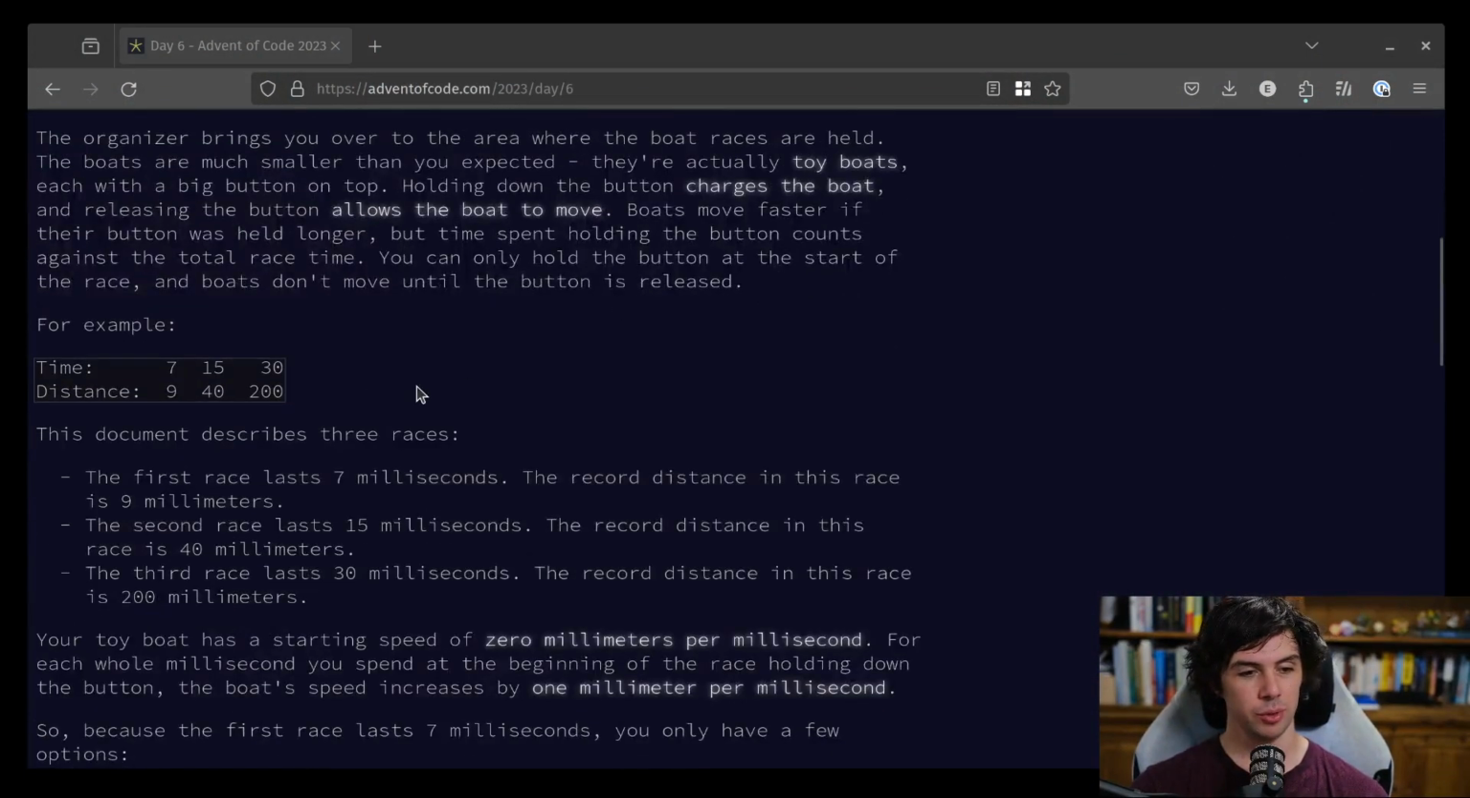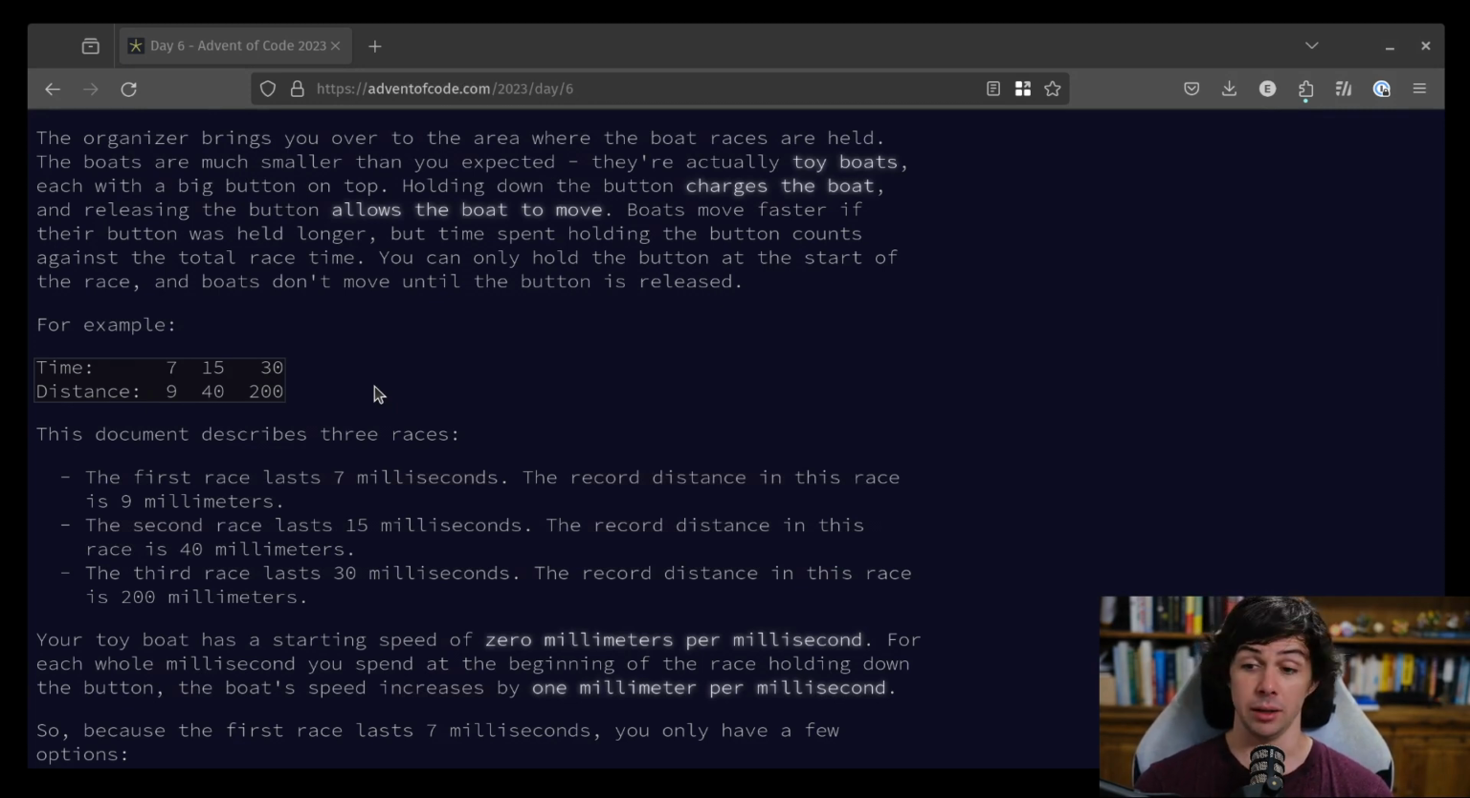So the input file for day 6 is 2 lists, one with time and one with distance. And it's all about these little toy boats, right? And the way that the problem is phrased is this is a race. You have 7 milliseconds to run the race in total, and you have 2 options.